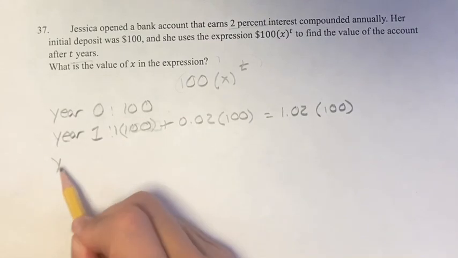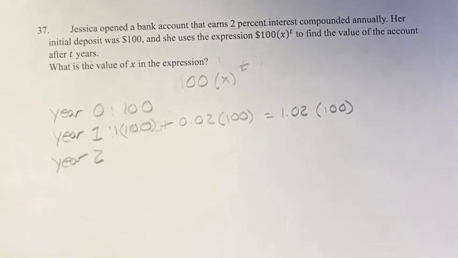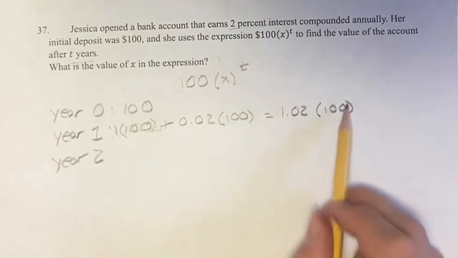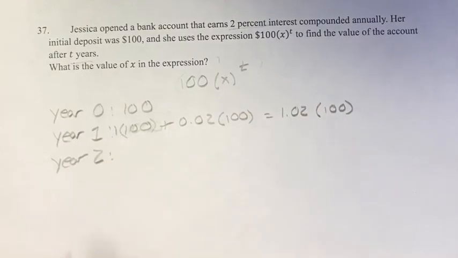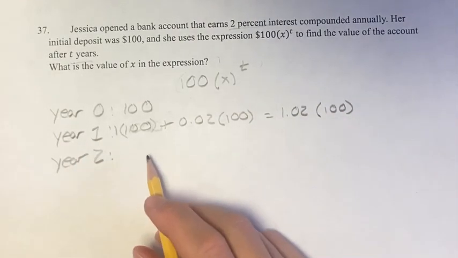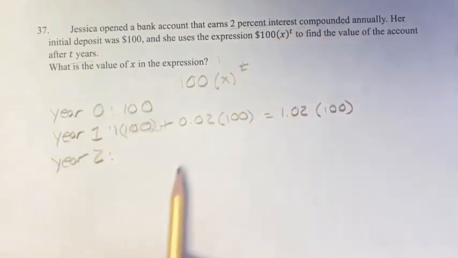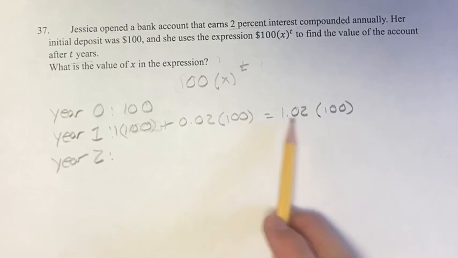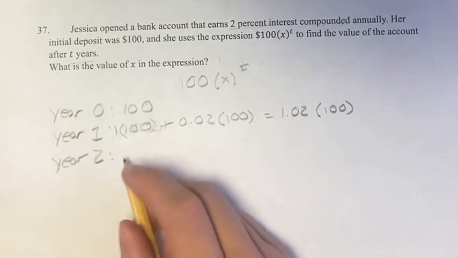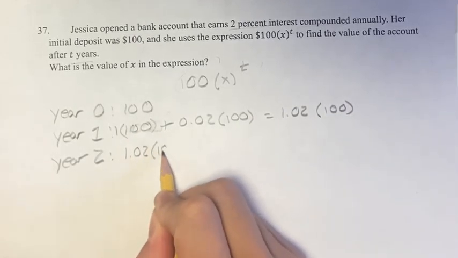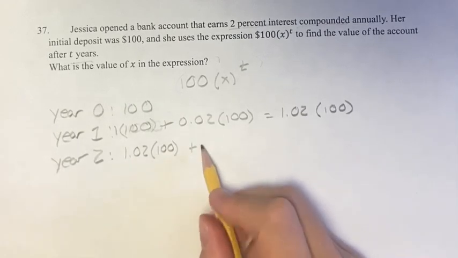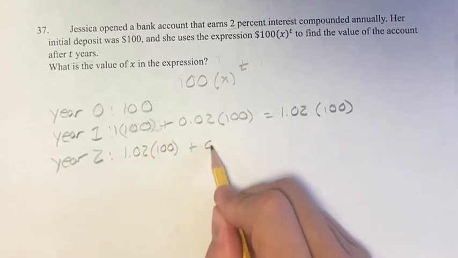Okay, year 2. We have the original input from the year before. Because we're not taking interest on the value in year 0, it's compounded. So we're taking interest on the new value, which is 1.02 times 100. So we have 1.02 times 100 plus another 2% on top of that.